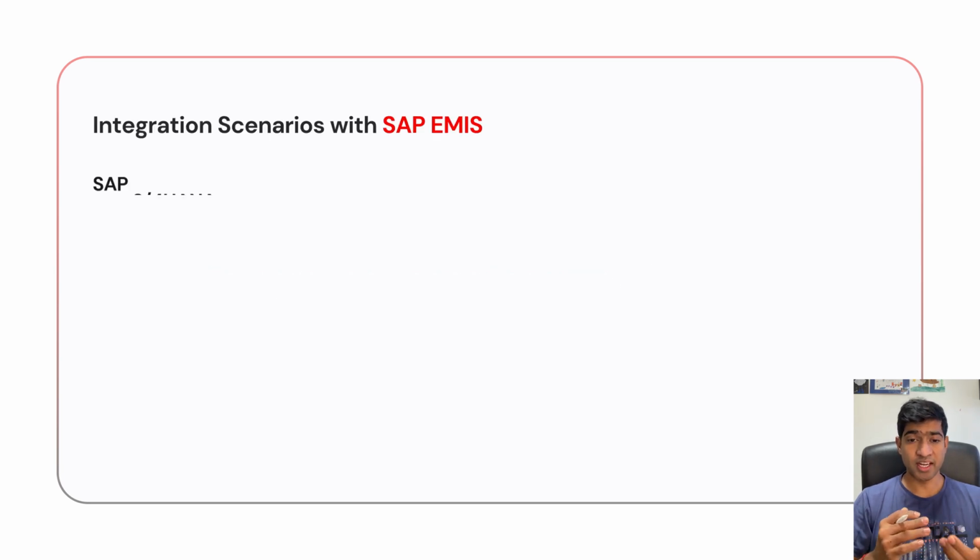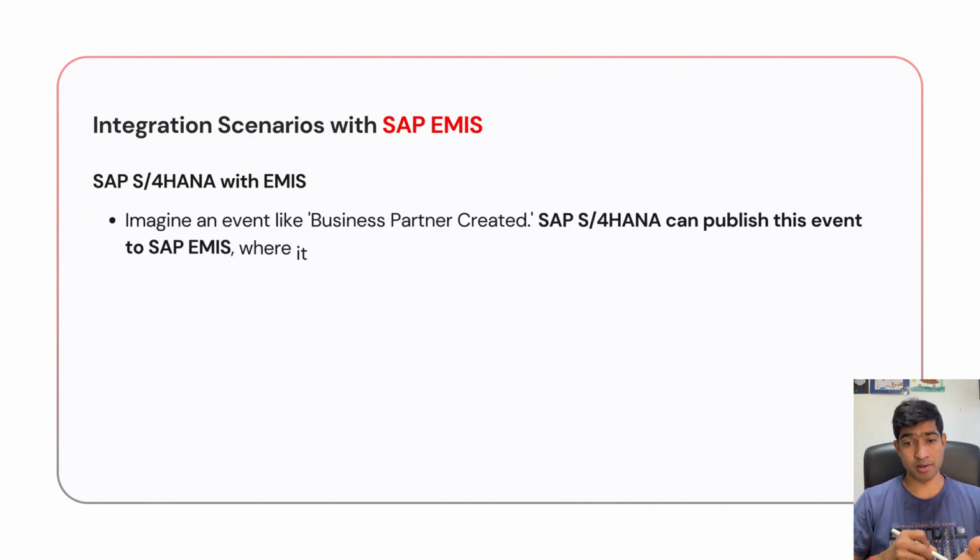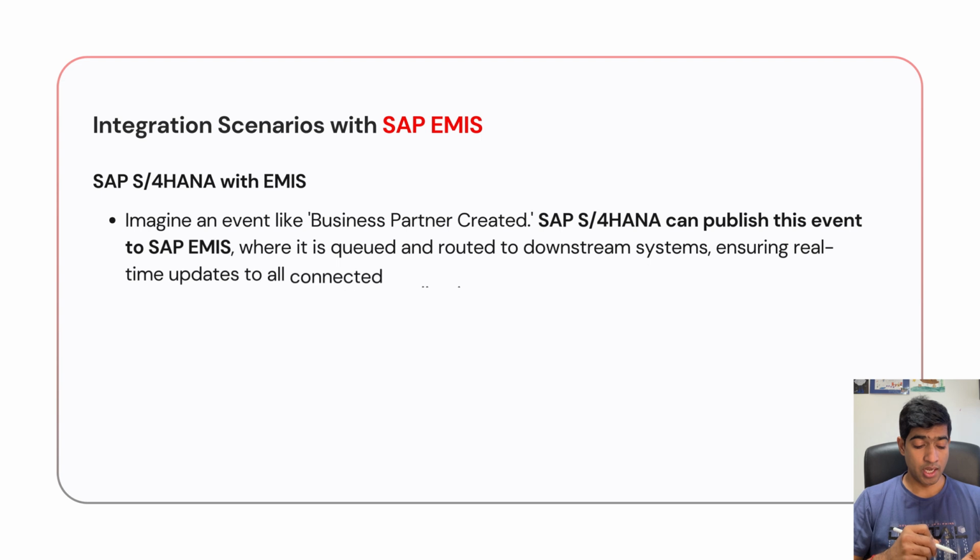First, let's take an example. For example, in S/4HANA with EMIS, we can imagine a scenario where you created a business partner in S/4HANA and you want to send this to the downstream applications. By using this EMIS integration, S/4HANA can send an event to EMIS, then EMIS can route the event to the downstream applications by using its queues and topics. Okay, basically this ensures real-time updates to all the connected applications which are downstream.